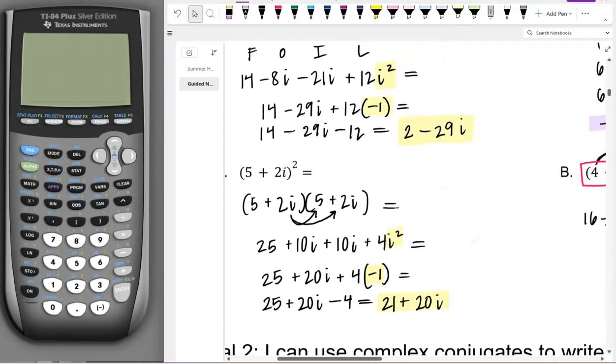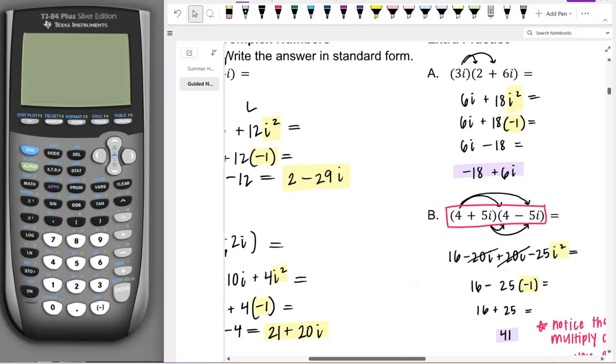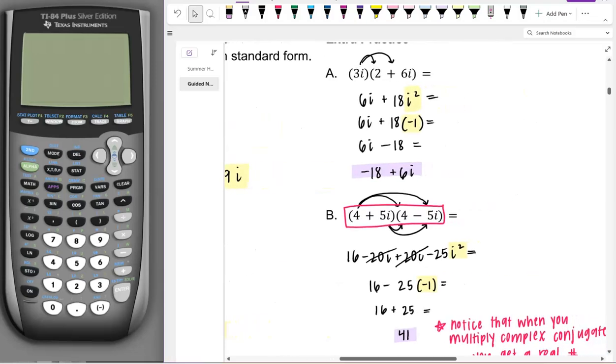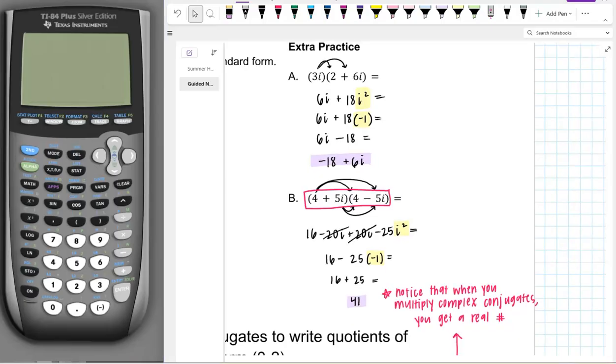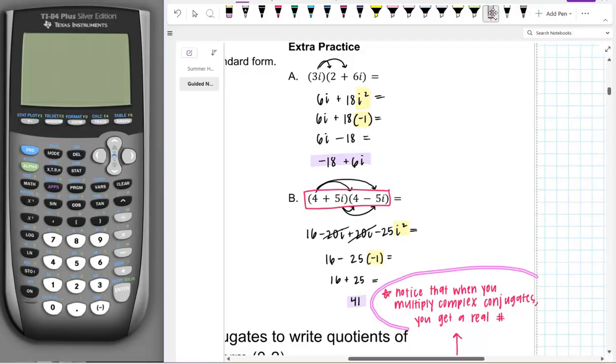All right, and there are a couple practice problems here. These are the answers for those two practice problems. And I want you to notice, if you didn't already, that on problem B, you're multiplying complex conjugates. So it's 4 plus 5i multiplied by 4 minus 5i. It's the same thing, except the sign in the middle is the opposite. So notice that when you multiply those, you actually end up with a real number answer. When you multiply complex conjugates, you get a real number.